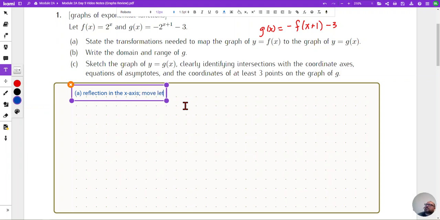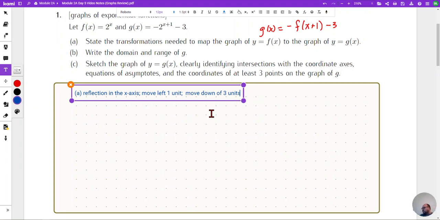movement left of 1 unit, and that could be said as in the negative x direction. And then lastly, we have a movement down of 3 units. And we could say that that's in the negative y direction. So we could say, hey, 1 unit in the negative x direction, 3 units in the negative y direction, and that reflection in the x-axis. That reflection in the x-axis does need to occur before the discussion of moving down 3 units.